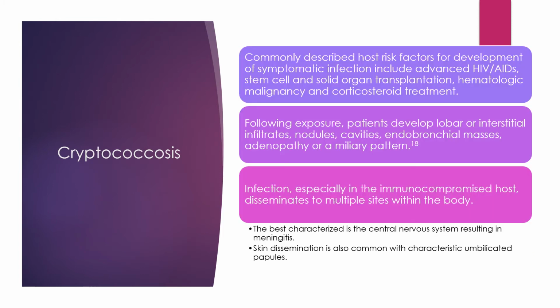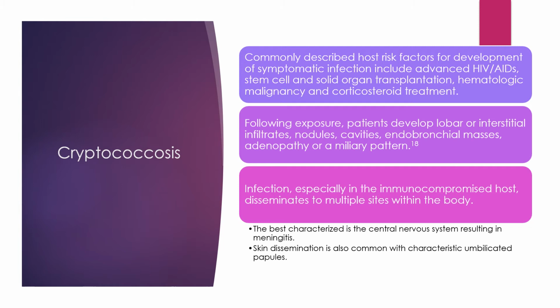And it's most commonly described in the immunocompromised host, for example, in patients with advanced HIV, AIDS, stem cell and solid organ transplant recipients, patients with hematologic malignancies, or those on high-dose corticosteroids, for example, more than 20 milligrams of prednisone daily. Following exposure, patients can develop a number of findings in the lungs initially, and infiltrates have been described as either lobar or interstitial. Patients can also have pulmonary nodules. They can develop cavities in the lung. Actual masses have been described. Just adenopathy alone has been described, or a miliary pattern can be seen as well.